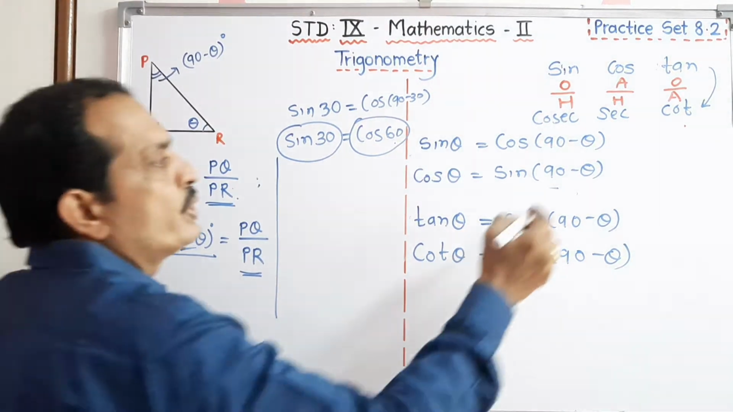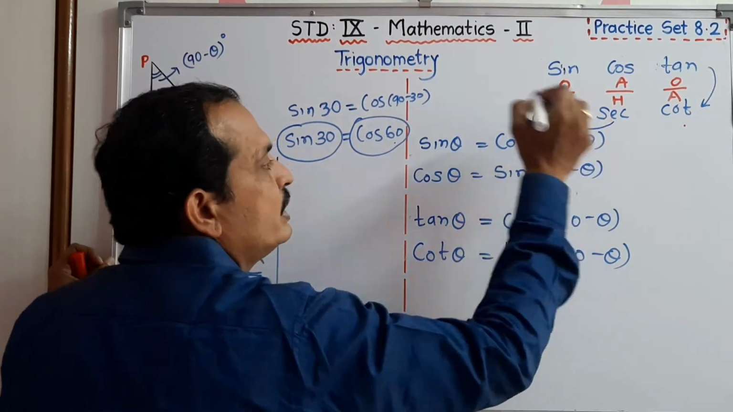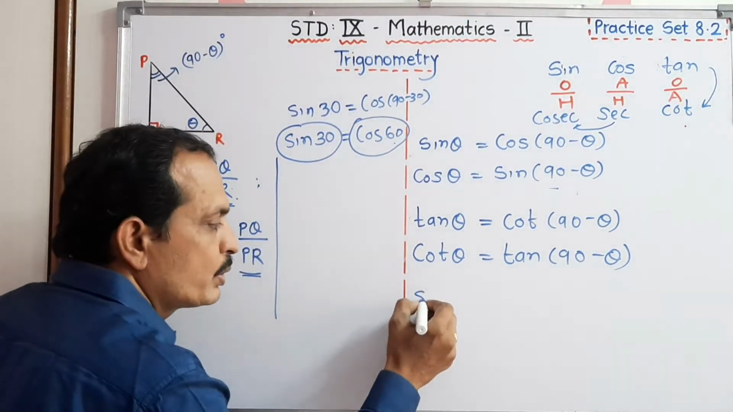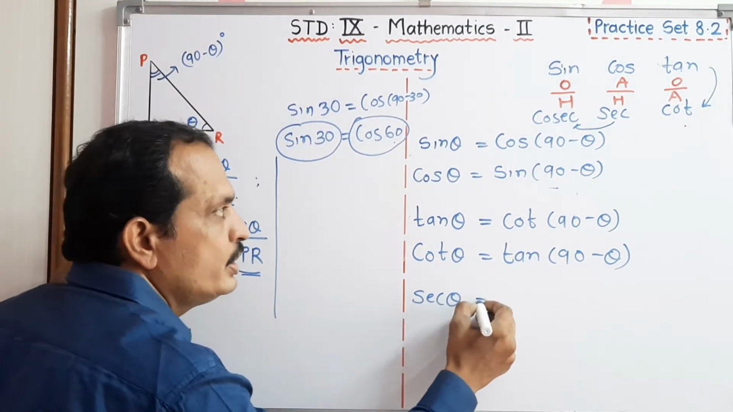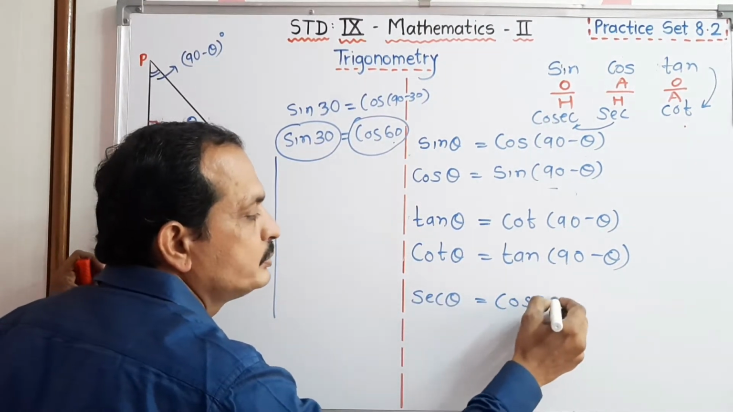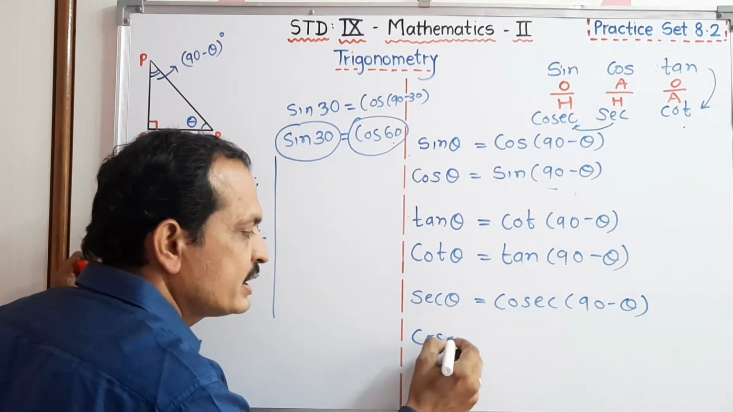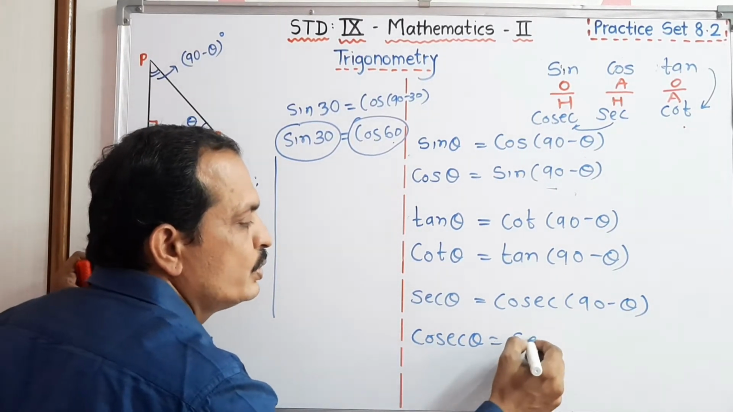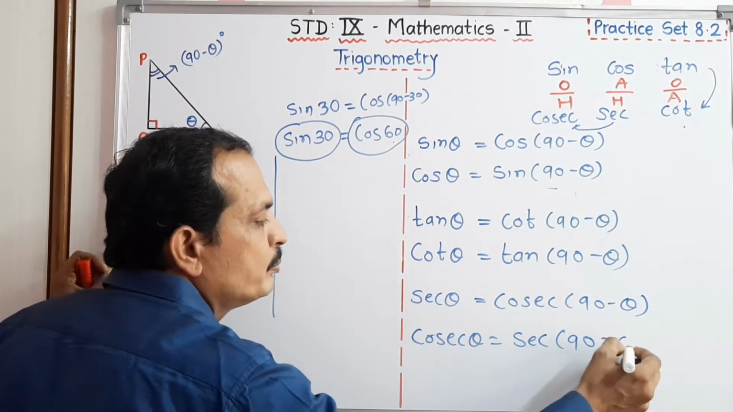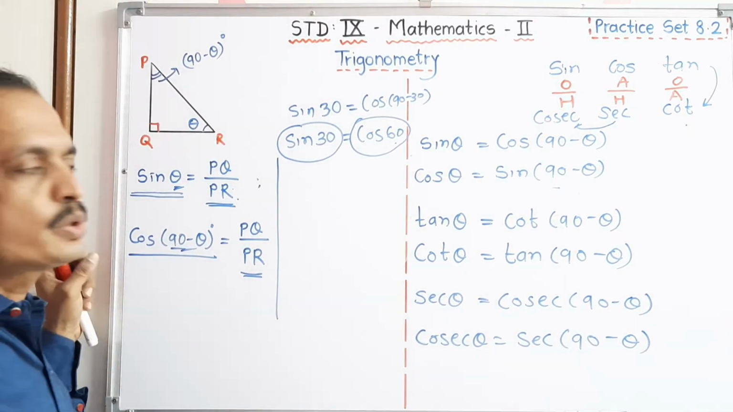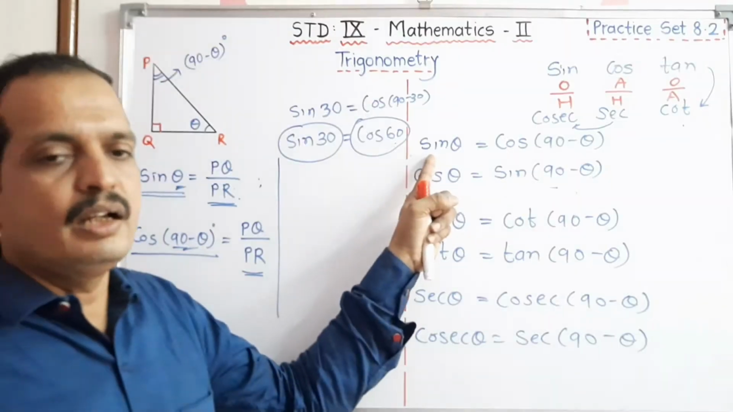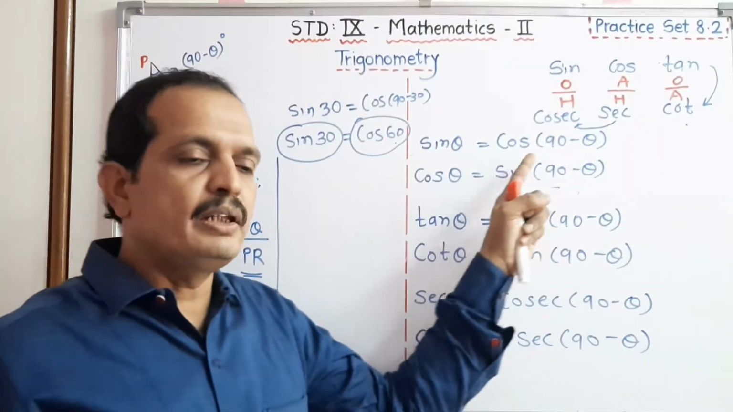Same relation we can prove between sec and cosec. Therefore, we can write sec theta is equal to cosec 90 minus theta and cosec theta is equal to sec 90 minus theta. Dear student, see, sin theta is equal to cos 90 minus theta.